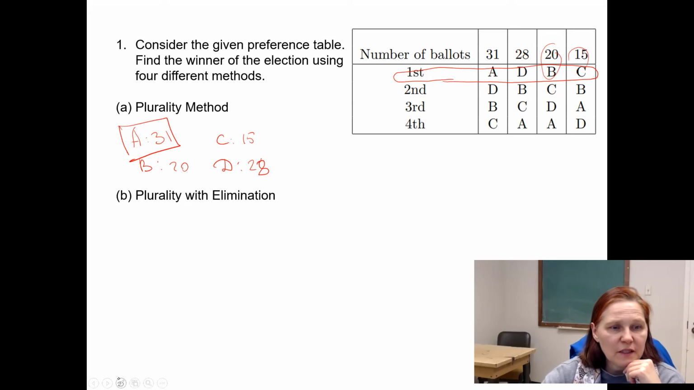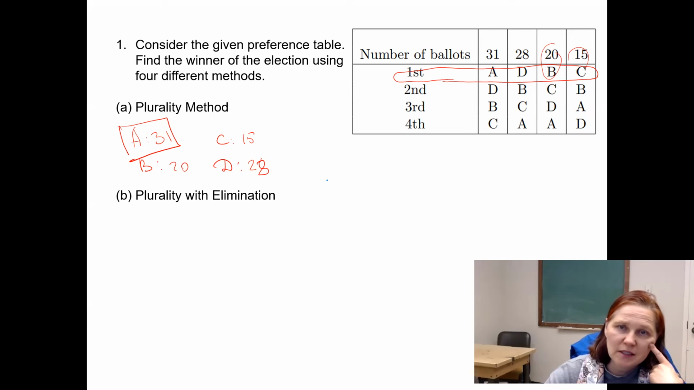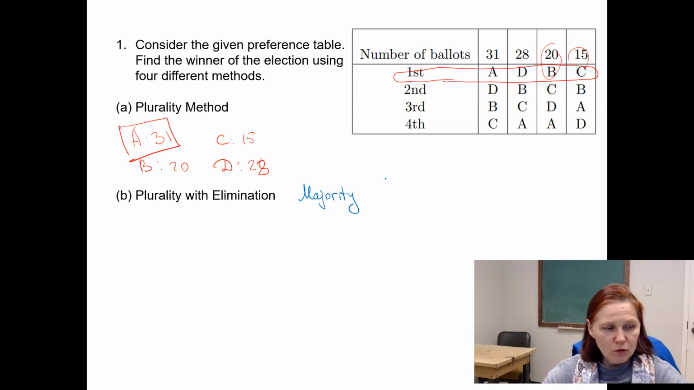The second method is plurality with elimination. We also consider first places only, but we will eliminate the weakest candidate until one of the candidates gets a majority. So first question will be, what is the majority? This is the half of the votes and a little bit more than half. So if the half is a fractional number, like 45.5, then we take the next integer, 46. So if it is an integer, then we take the next integer.